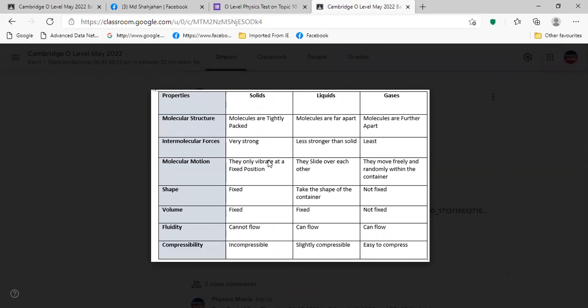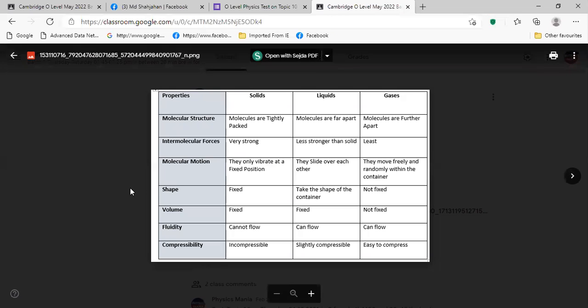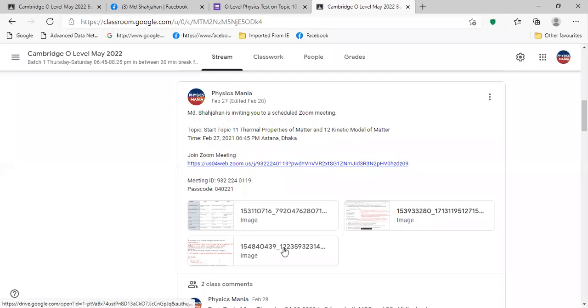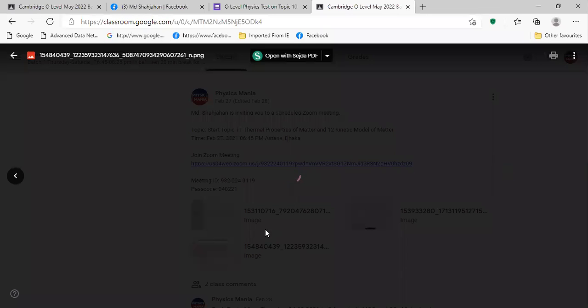This is about distinguishing properties of solids, liquids, and gases. You see, there are seven properties we had. Which ones are different? It is really nice. Mahi, you did great work. Thank you so much. You're welcome.